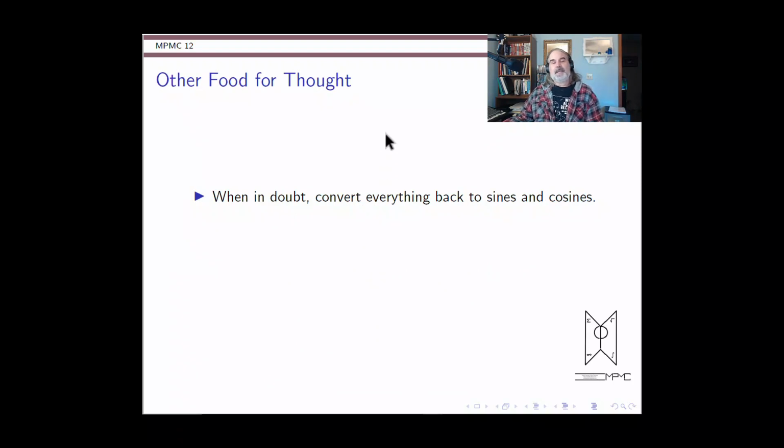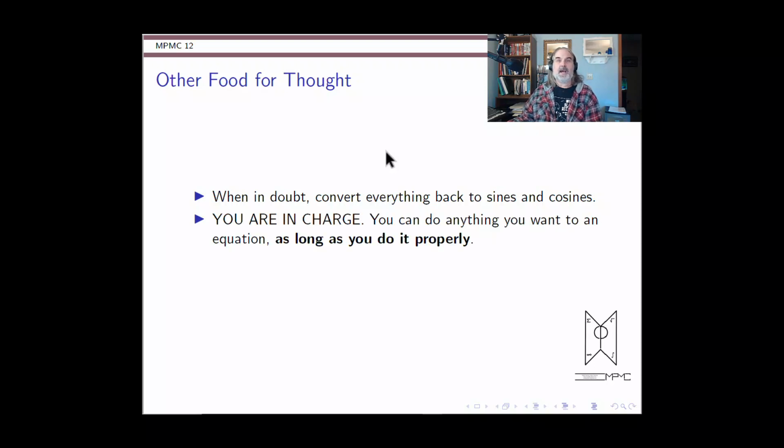Okay, now in these processes, when in doubt, convert everything back to sines and cosines. If you don't like seeing cosecant, fine. Get rid of your cosecant, write it as 1 over sine. If you don't like secants, write it as 1 over cosine, and so on.